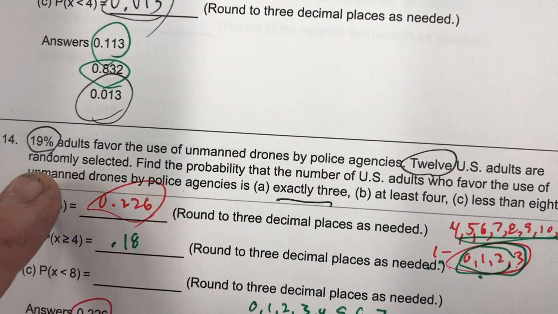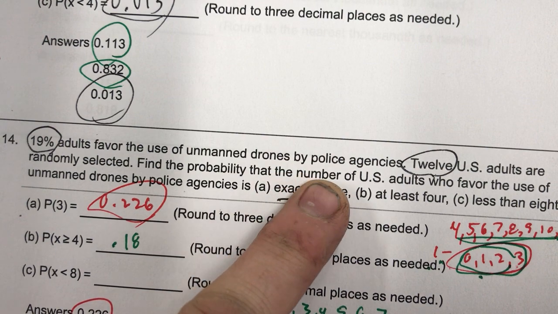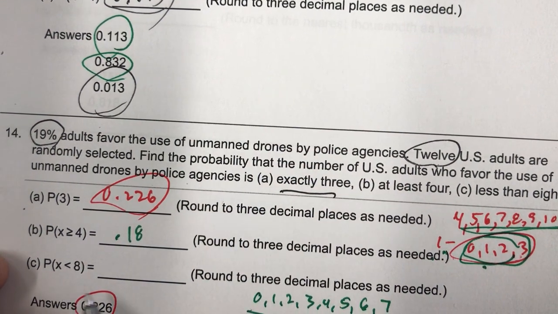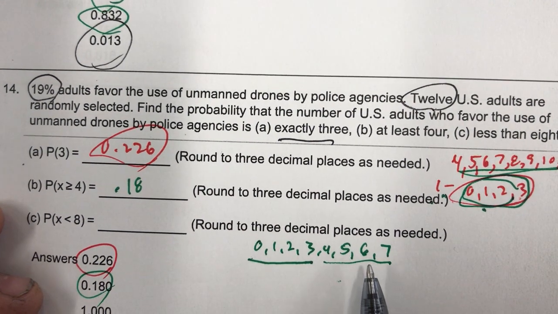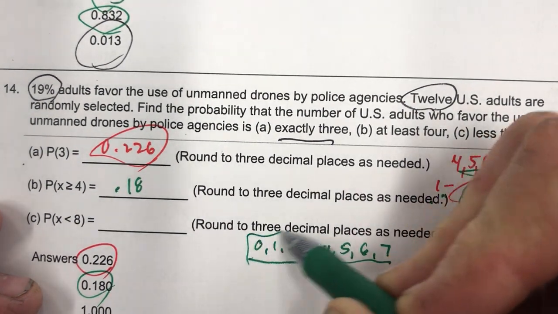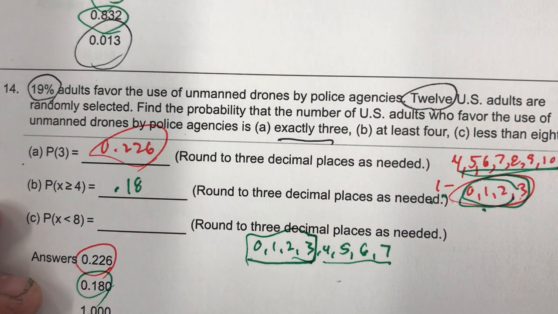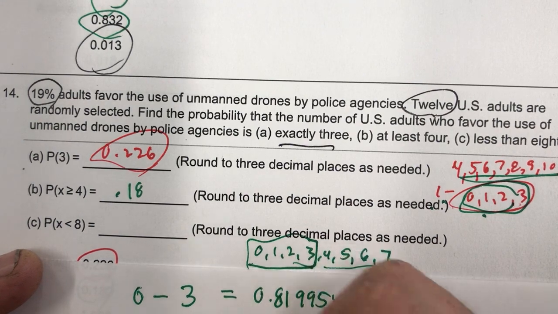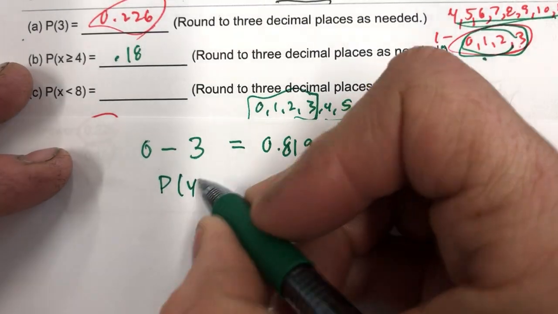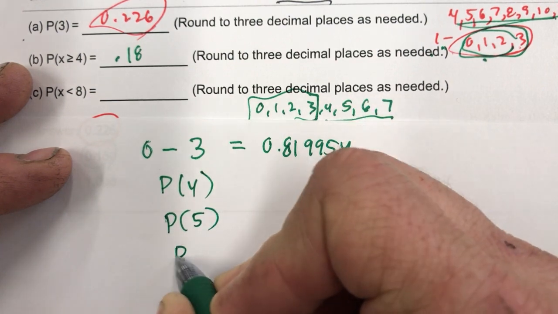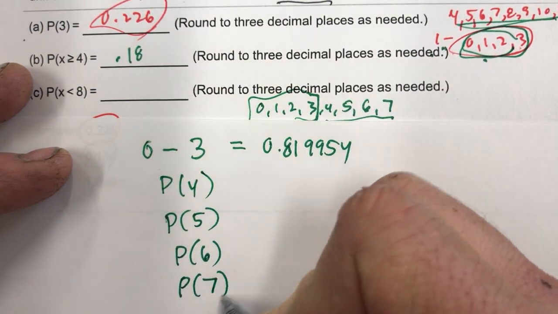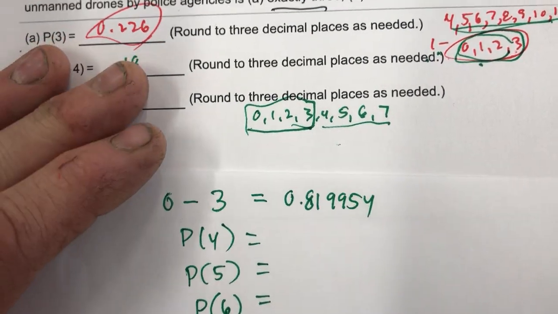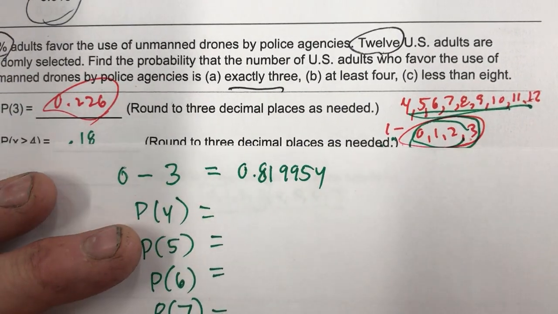Here we want to find the probability that x is between 0 and 7. Again, they favor the unmanned drones by the police. There's 12 adults chosen. So what's the probability that there's less than 8, which means 0 through 7? I need to add all these up. Well, I just did these, no sense in doing it twice. So that's 0 through 3. Now I need to do the probability of 4, 5, 6, and 7, find those answers and add it to this. Now I suggest writing it down. I don't want to put it in the calculator.